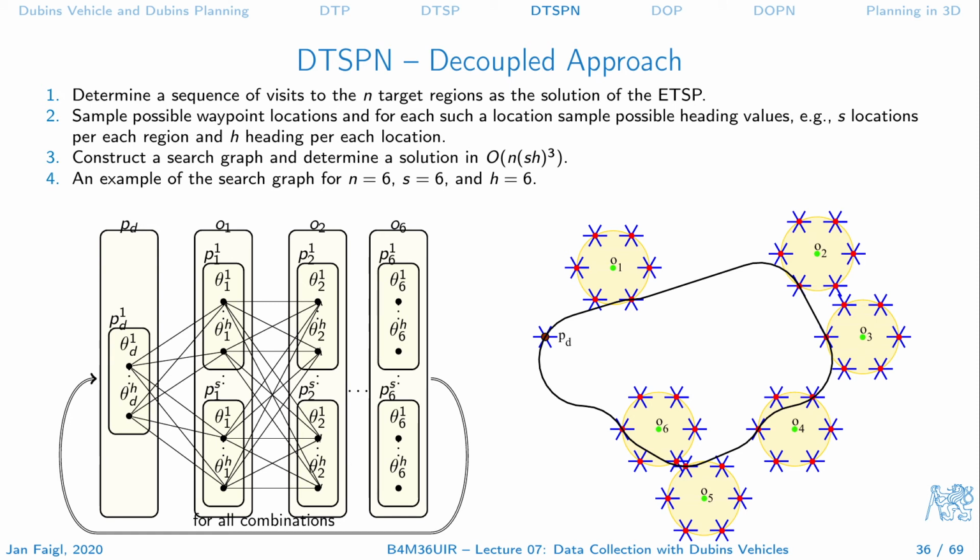We find the sequence, and as I mentioned, we can sample the locations, and for each location we sample the possible headings. So the search graph is very similar, but it is larger because we need to sample the location, and for each location we need to sample the headings. So it quickly grows and it will be more and more demanding.